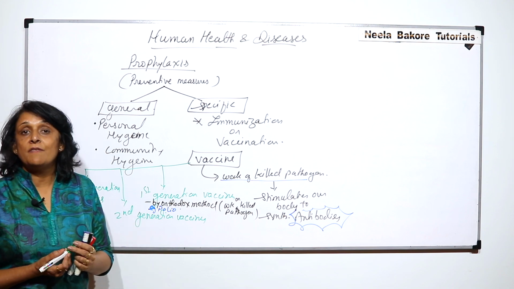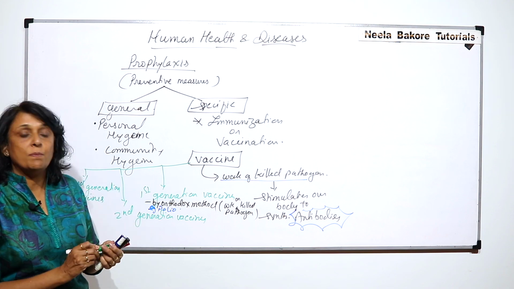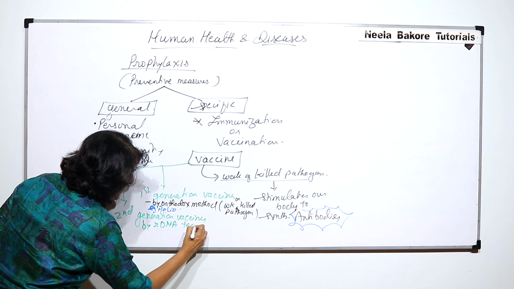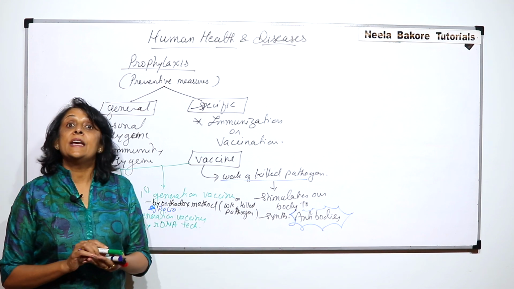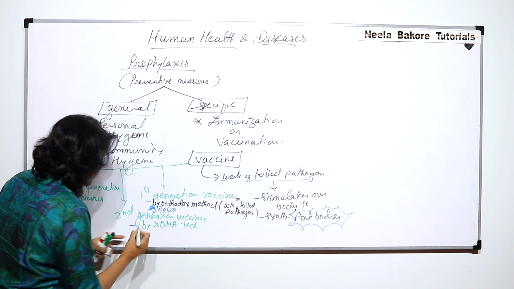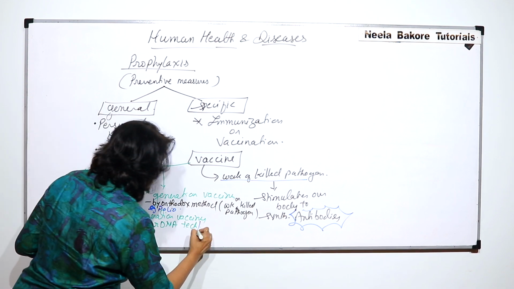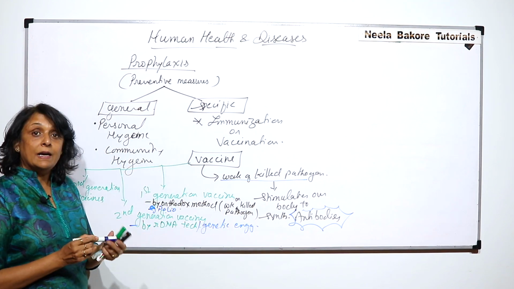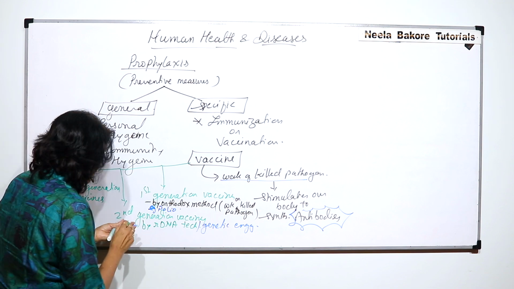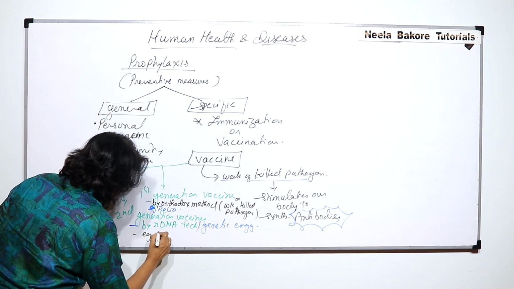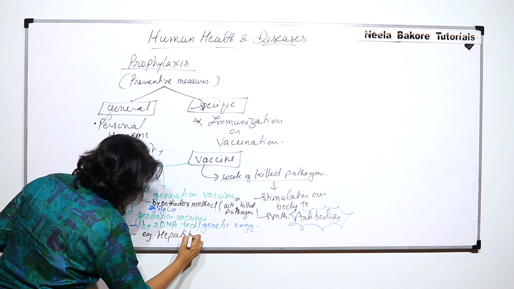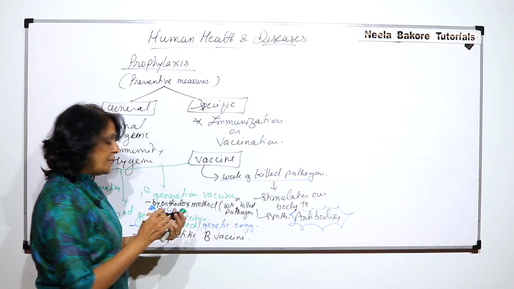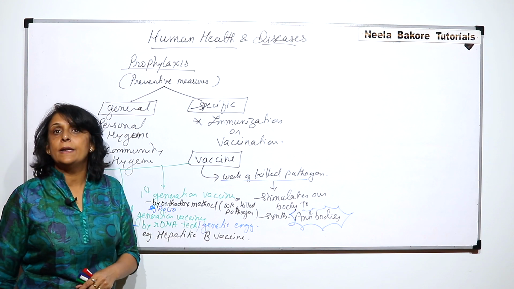The second generation vaccines are the ones which are prepared by rDNA technology. That means they use genetic engineering. So here we can write: synthesized by using rDNA technology or genetic engineering. So these are little advanced vaccines. And here we can take the example of hepatitis B vaccine. It has been produced by this rDNA technology.